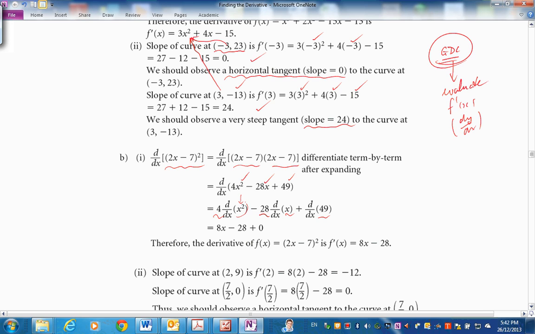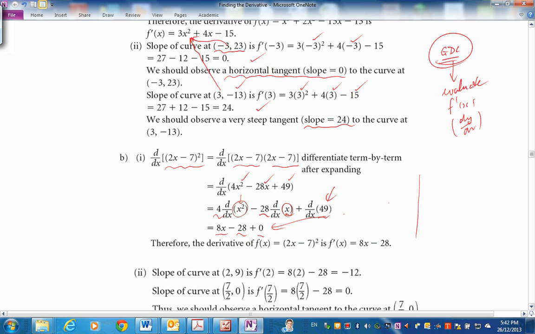The derivative of x squared is 2x, times 4 is 8x. Derivative of x is 1, so it's negative 28 times 1. Derivative of a constant, 49, is 0. There is no rate of change, is there, of a constant? Remember, this is the slope of the tangent to the curve, or the instantaneous rate of change. And if something is a constant, it's not changing as x changes.